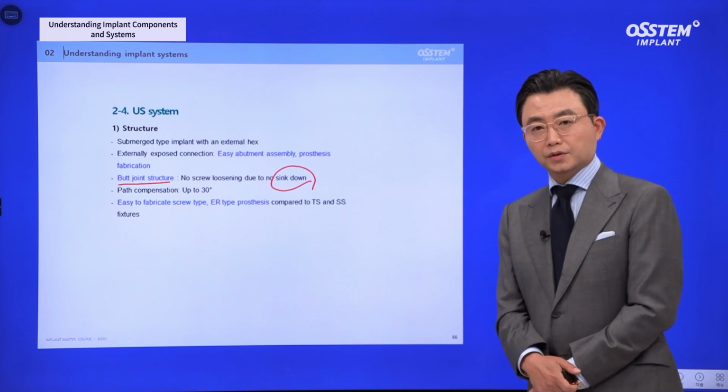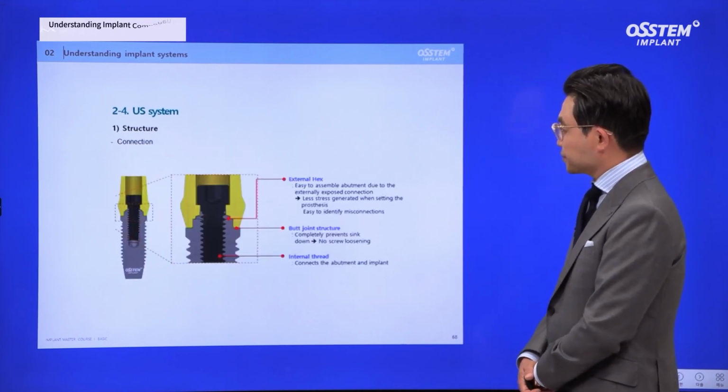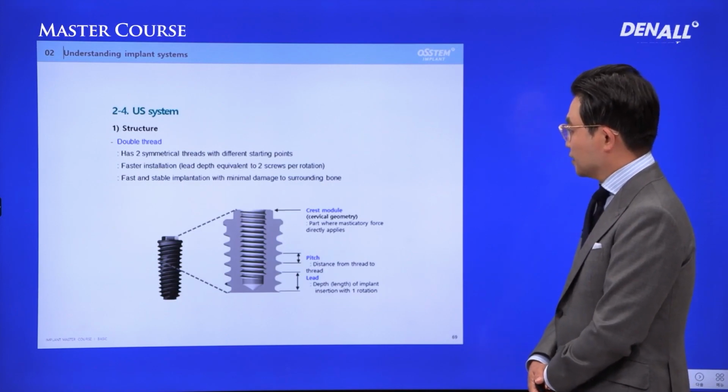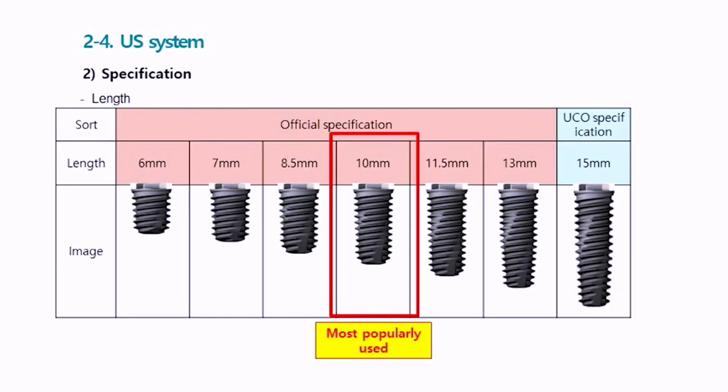So mini, regular, wide platforms are available, and because there are different platforms, you need to find the matching abutment and healing abutment. Generally, again, 10 millimeters is the most popular. And again, the 3 lineups are the ones that are most popular. One-stage, two-stage surgery, again, are all possible.